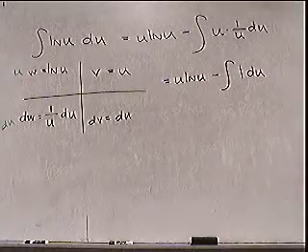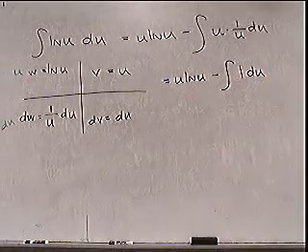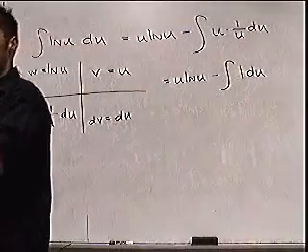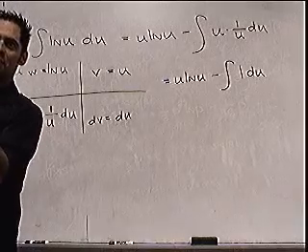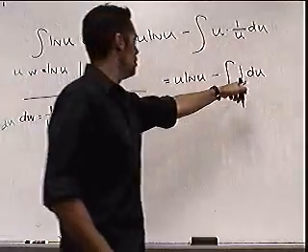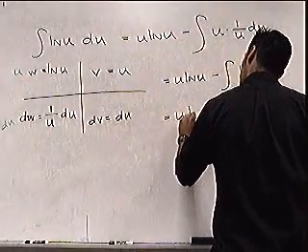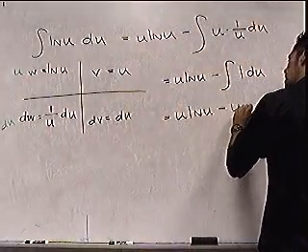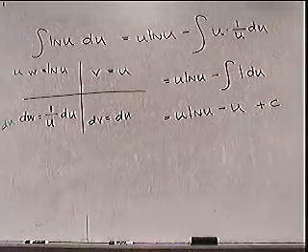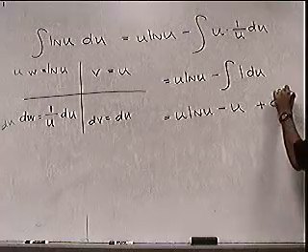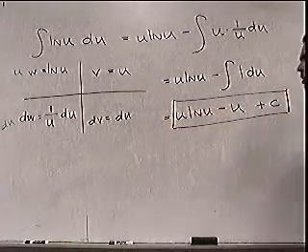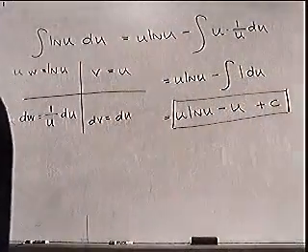What's the antiderivative of 1 with respect to u? u, right? What's the derivative of u? 1. So what's the antiderivative of 1 with respect to u? u. So this integral is just u, isn't it? Plus c. That's it. The antiderivative of the natural log of u is u natural log u minus u.